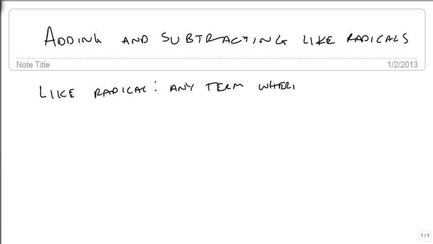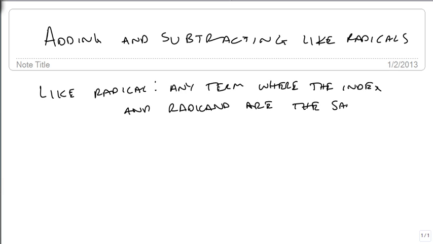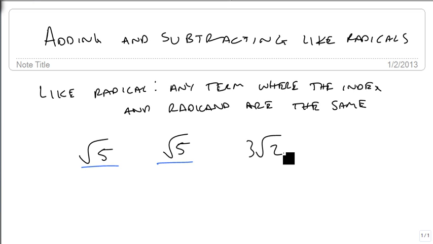where the index and radicand are the same. So, let's look at some. Square root of 5 and square root of 5 are like radicals because they're exactly the same. 3 square roots of 2 and 2 square roots of 2 are also like radicals because everything about the radical is exactly the same. So just like our like terms, when we have like radicals, we combine them.